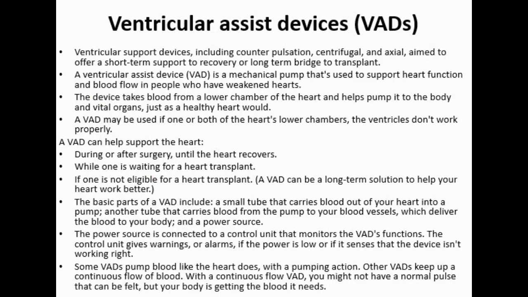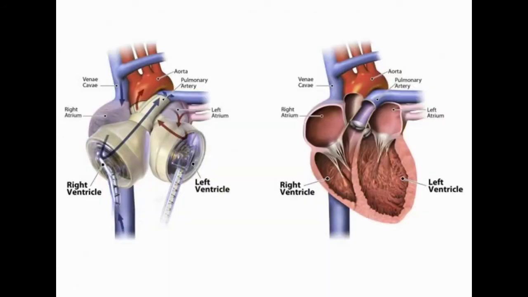Now let me show you the illustration of how ventricular assist devices work. I'm going to use the illustration of a total artificial heart to show you how it works. As you can see from this slide here, these are the 4 chambers of the heart. We know that the heart has 4 chambers, which are 2 lower chambers and 2 upper chambers, and the lower chambers are called the ventricles. This is the right ventricle and this is the left ventricle. And this is the right atrium and this is the left atrium.